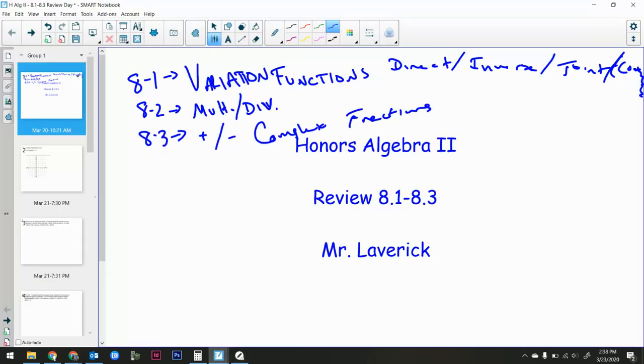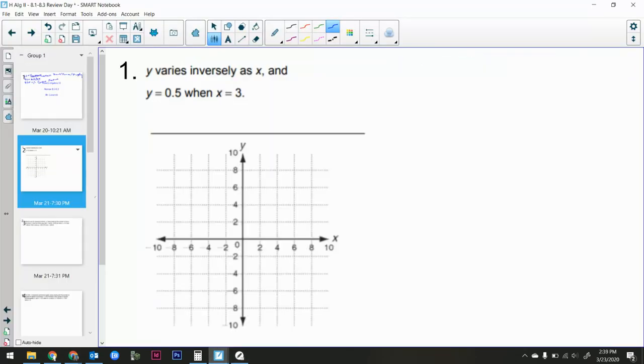All right, so here's the first problem. Go ahead, pause, and play when ready. Okay, so it says given y varies inversely as x. Now, I don't need to read the rest. All I know is that y is equal to k divided by x. That's inverse variation, right? Where k is our unknown.